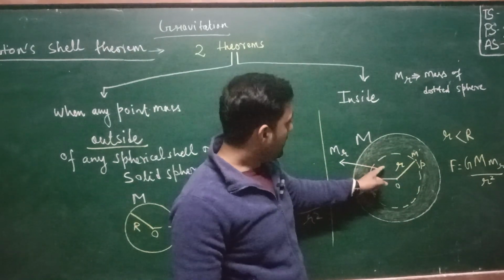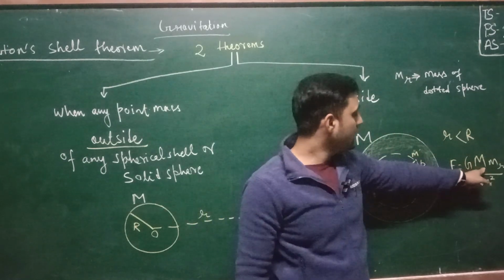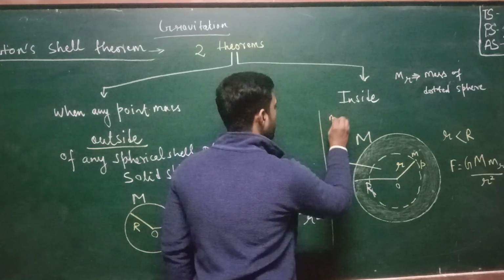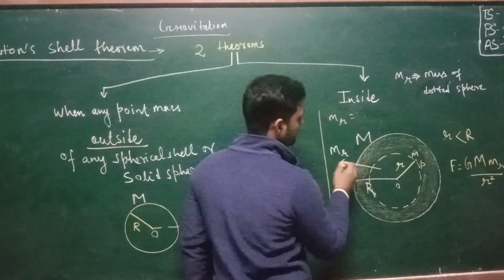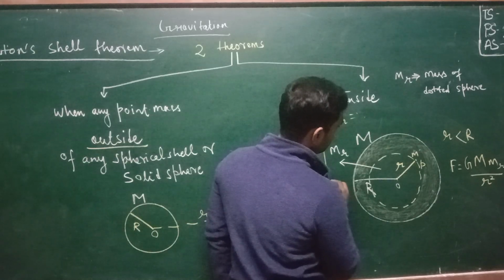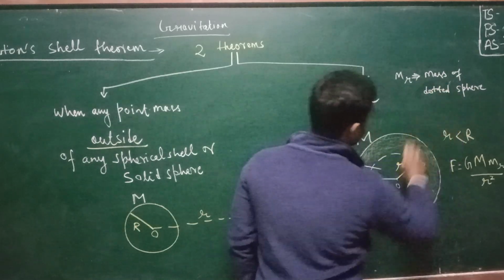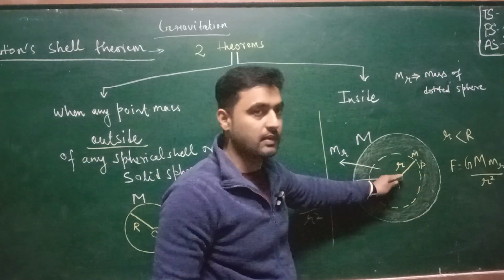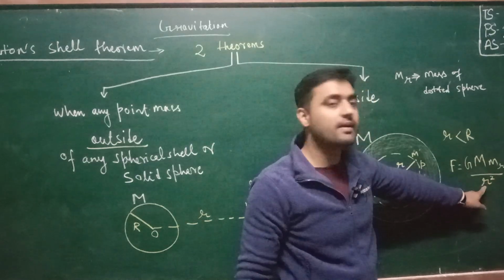So F equals G times mass of bigger cell, that is capital M, times Mr. What is Mr? Mr is the mass of the dotted sphere, the mass inside. So F equals GM times Mr divided by r square.